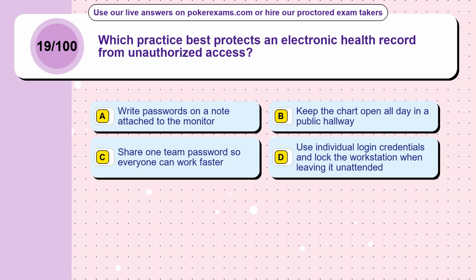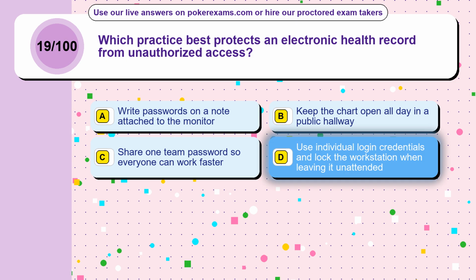Question 19. Which practice best protects an electronic health record from unauthorized access? Option A. Write passwords on a note attached to the monitor. Option B. Keep the chart open all day in a public hallway. Option C. Share one team password so everyone can work faster. Option D. Use individual login credentials and lock the workstation when leaving it unattended. The correct answer is option D.